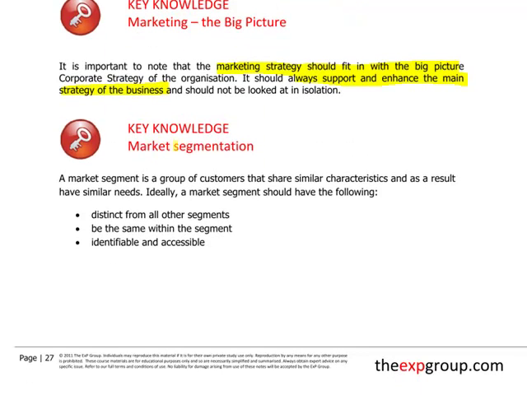First one is segmentation. Marketing segmentation is where the market is split up, divided into different segments, different parts. Ideally, a market segment should have the following. It should be distinct from all other segments, be the same within the actual segment, and be identifiable and, importantly, accessible.